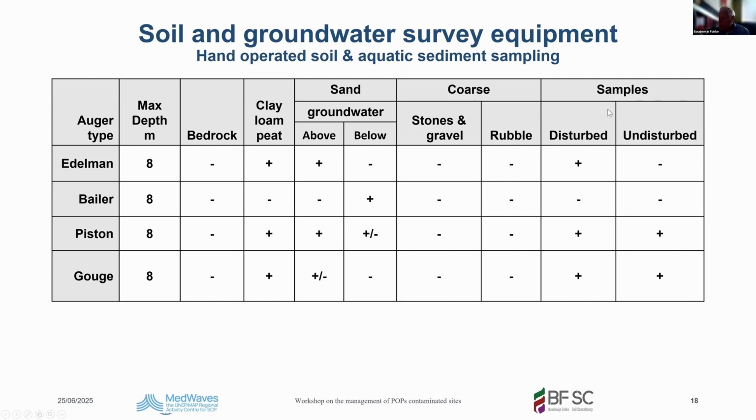And samples here. This one is disturbed. This Edelman auger is always disturbed. A baler is always disturbed. I should have a plus here. The piston is disturbed and gorge. And here, piston can also be undisturbed. So this gives you a brief overview of the different hand auger systems.